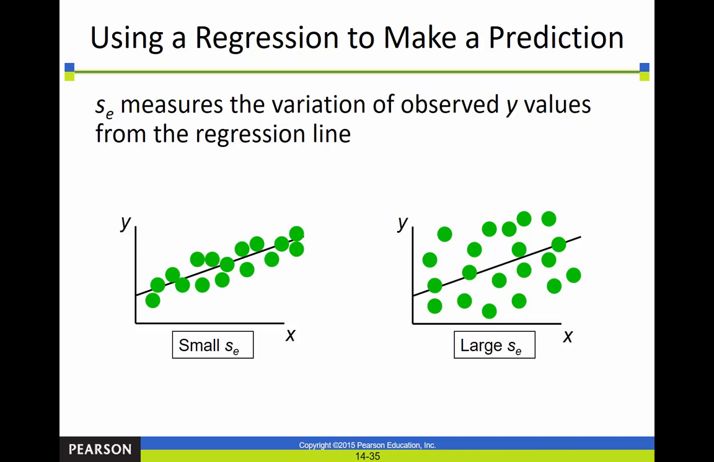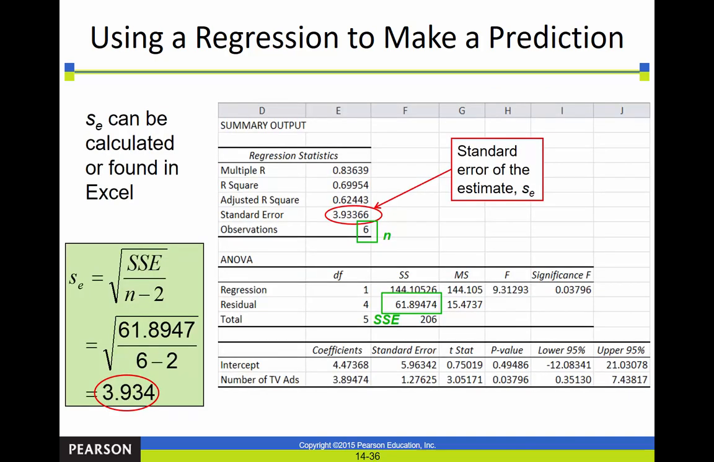So here, if you take a look at these two lines, you can see one has more error than the other. The one on the left has a small standard error, and the one on the right has a larger standard error because it's more spread out. All that means is that, again, the likelihood of the difference between what we predicted the value would be and what the actual value would be is going to be greater with a larger standard error. Again, our Excel output has that calculated for us as standard error of the estimate. It's just labeled as standard error.